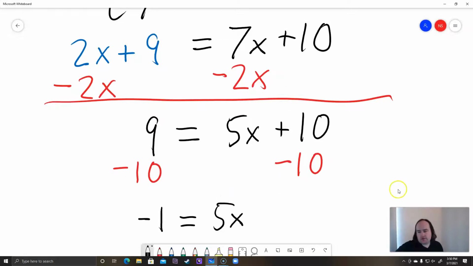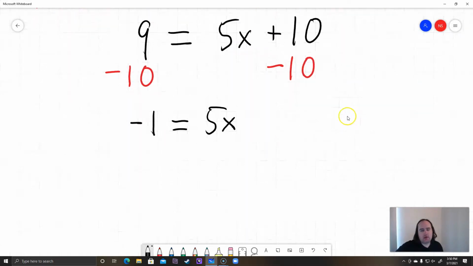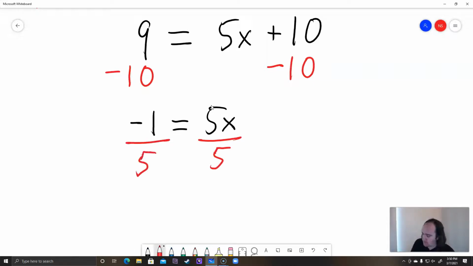And then what do we do from here? Well, we have to get rid of the 5 so that x is by itself. How do we get rid of the 5? We have to divide both sides by 5. So I'm going to go ahead and divide both sides by 5. On the right side, the 5s are going to cancel.